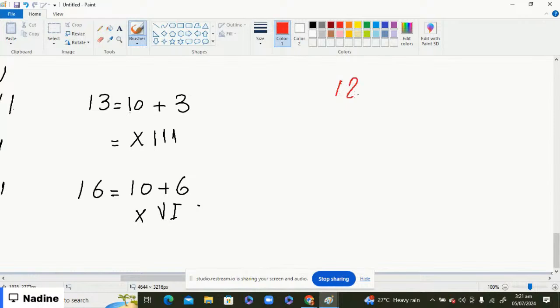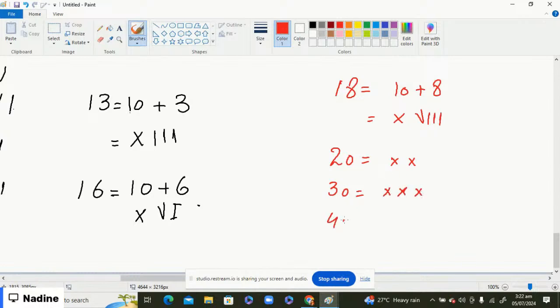Now let me write something else, like 18. It means 10 plus 8. As we know, 10 is X, and 8 is VIII. In this way we are going to write it down. Now 20 is just like 10 plus 10. 30 is just like 10 plus 10 plus 10.